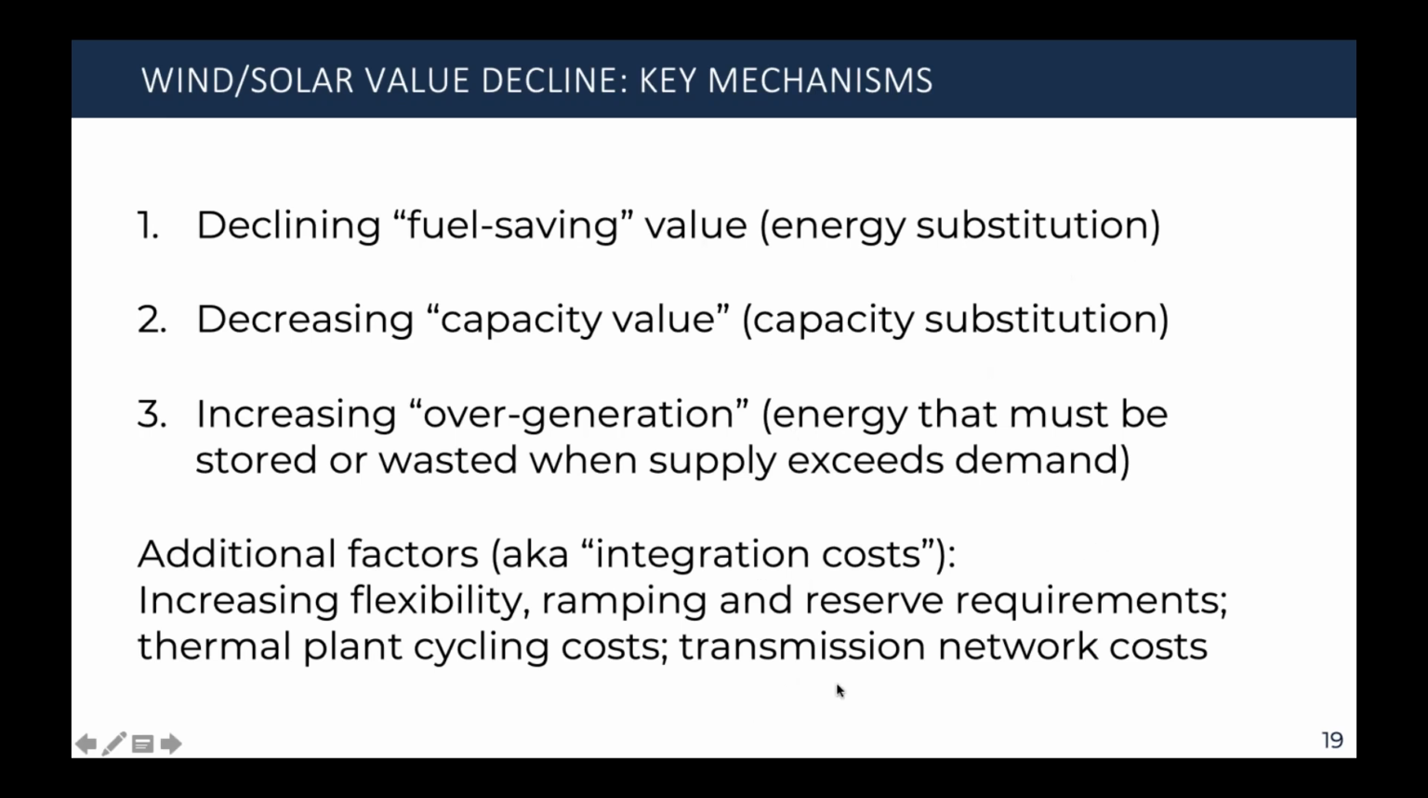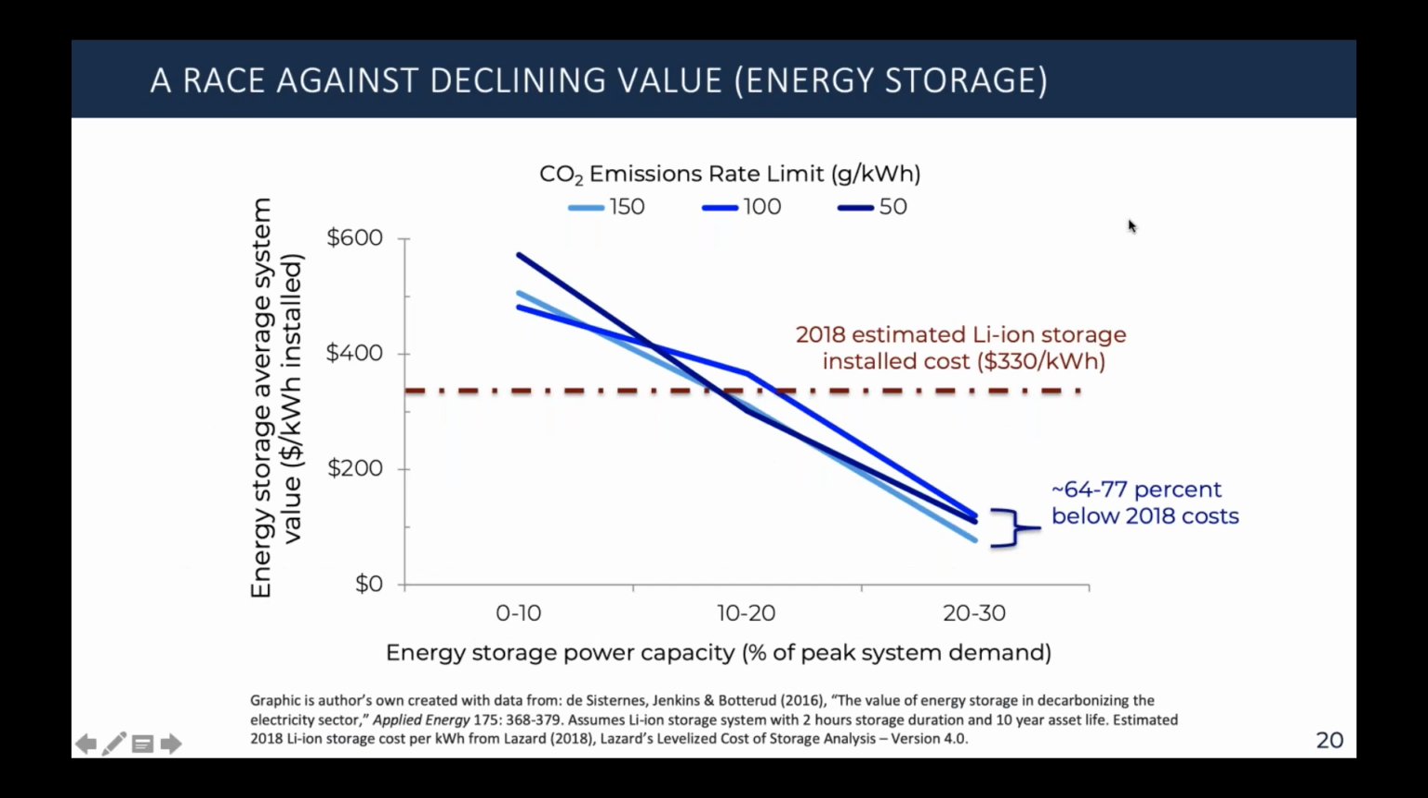These are real costs as well and do contribute to the overall system equation. But as many studies have found, these are relatively modest costs on the order of a few dollars per megawatt hour in most cases. Whereas, as we saw previously, the decline in fuel saving and capacity substitution value can be on the order of magnitude, or an 80 or 90% decline in these values as we reach high shares of wind and solar. So these are really the governing factors, the decline in value rather than the increase in integration costs.